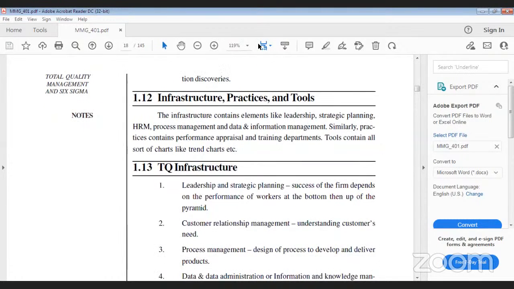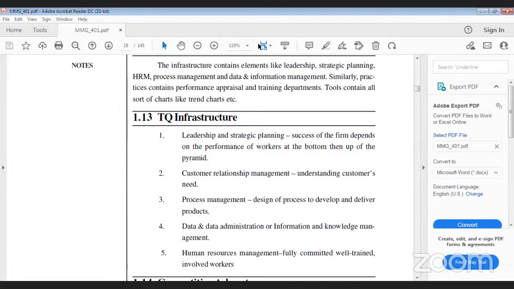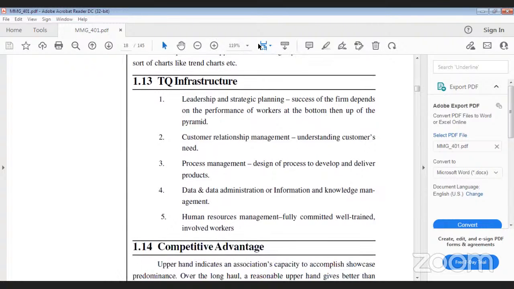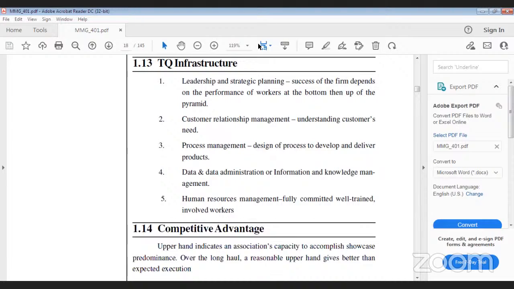Then there is the TQ infrastructure. Here you will find leadership and strategic planning. It means the success of the firm depends on the performance of workers at the bottom and then up the pyramid. The second TQ infrastructure is customer relationship with management. It is understanding customers' needs. The third point is process management. It designs the process, develops and delivers the products also. The fourth point is data and information and knowledge management. And the fifth point is human resource management, with fully committed, well trained, involved workers.